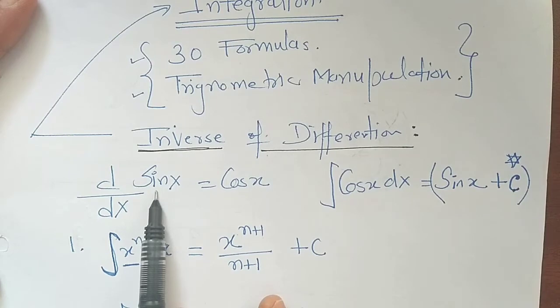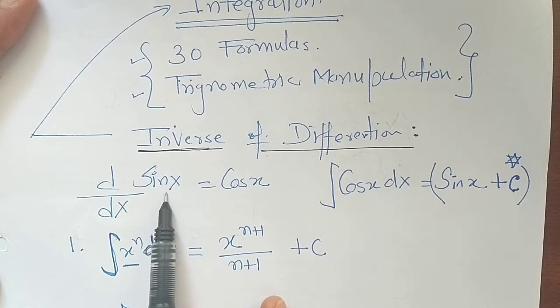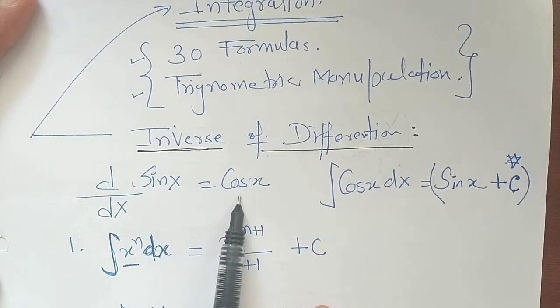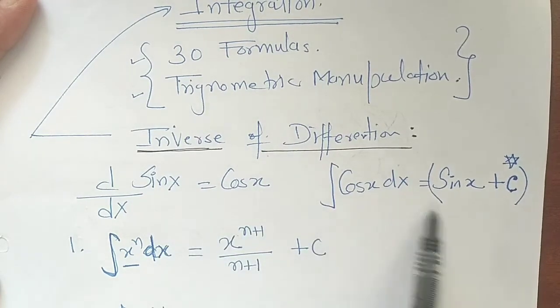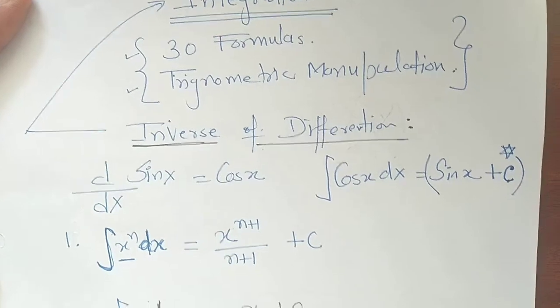In every formula you can see that. If I take the derivative of cos x, the derivative is minus sin x. You know that. So integration of minus sin x will be cos x. So without confusing you, let me start the formulas.